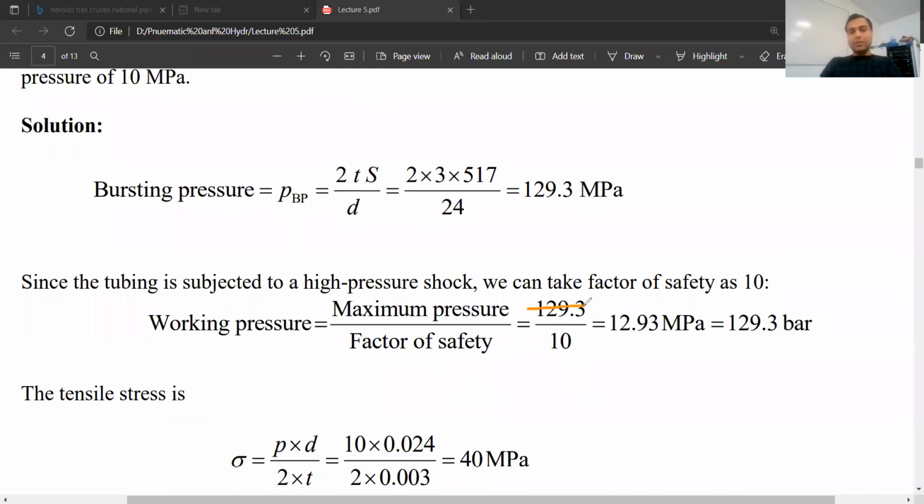So this is 130. Let me just write that one again. So this will be 130 divided by 10. That will give you 13 megapascal. 13 megapascal is the same as 130 bar, because 1 megapascal is 10 bar.